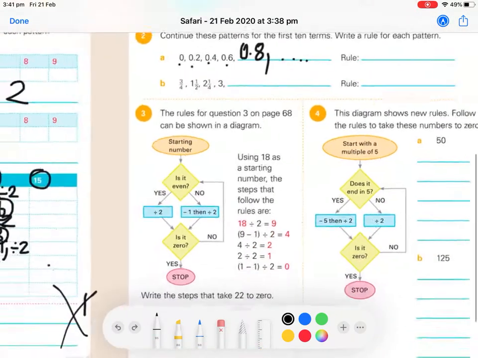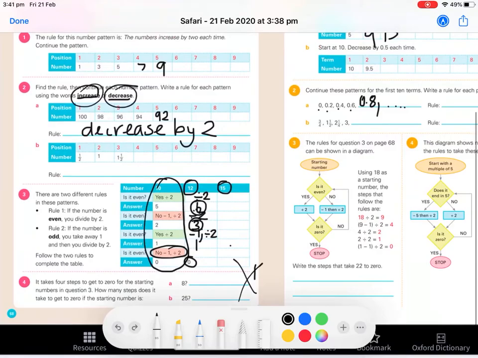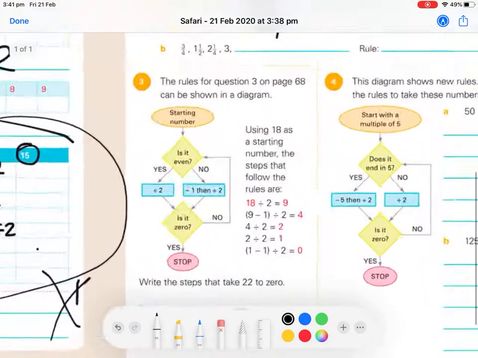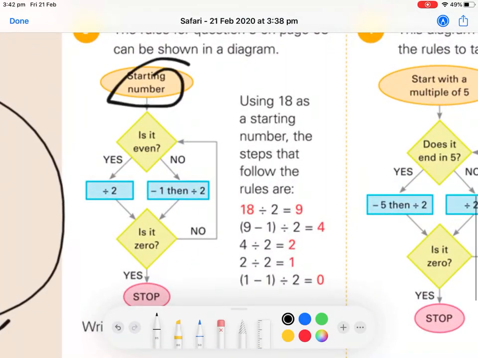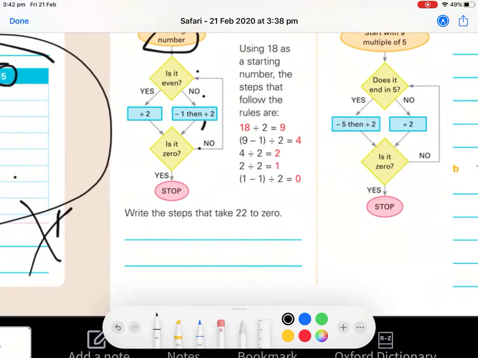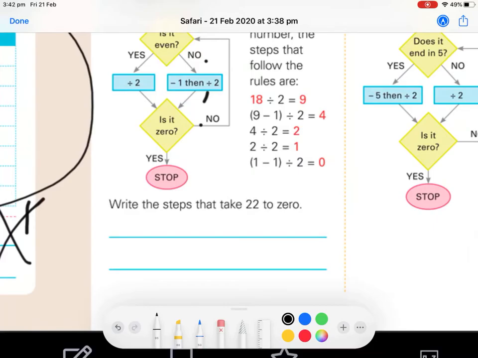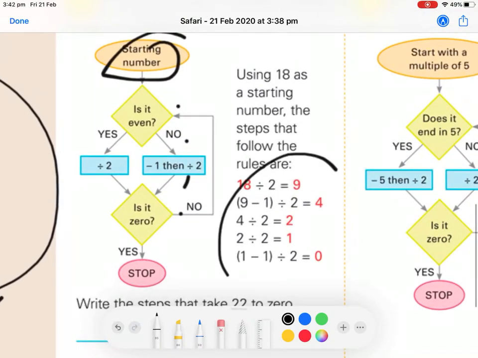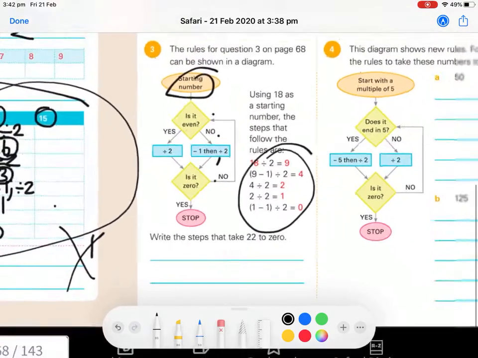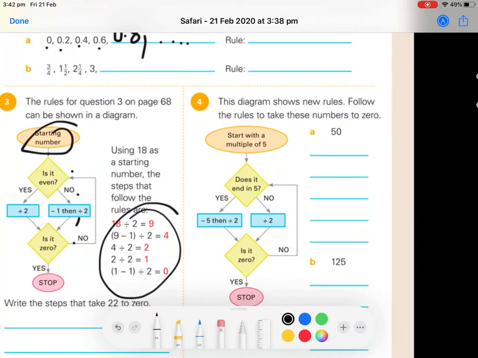Right, the rule for question 3 on page 68 can be shown in a diagram. So over here, our rule for question 3 shown in a diagram. They've got like a little flow chart going down here. Using 18 as a starting number, the steps follow these rules. Okay, so it's showing you all the rules there. Write the steps that take 22 to 0. So using those kind of steps there from 22 to 0.